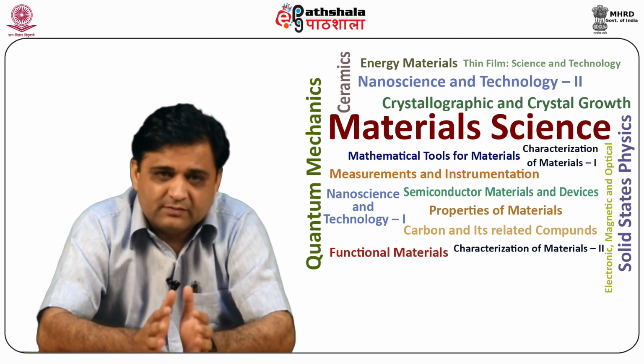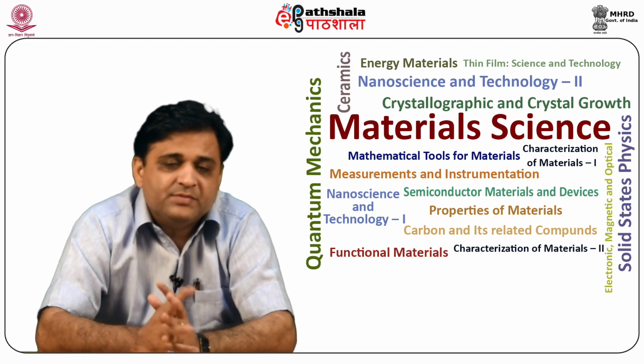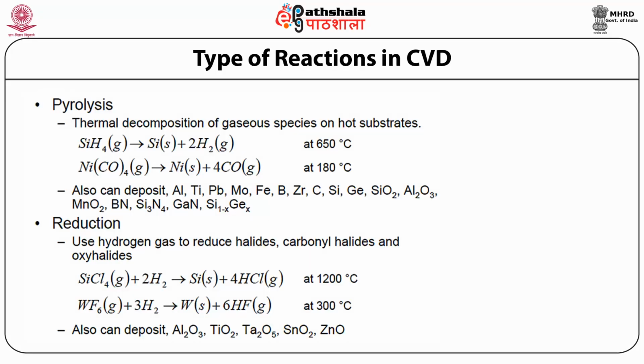The byproducts need to be volatile gases, so that we can pump them out. SiH4 decomposes into silicon and hydrogen, where hydrogen gas goes out, and similarly NiCO4 in gaseous form decomposes into nickel and cobalt, and we can deposit a variety of substances, as you can see here: aluminium, titanium, molybdenum, iron, boron, etc. So the next type of reaction is what is called reduction.